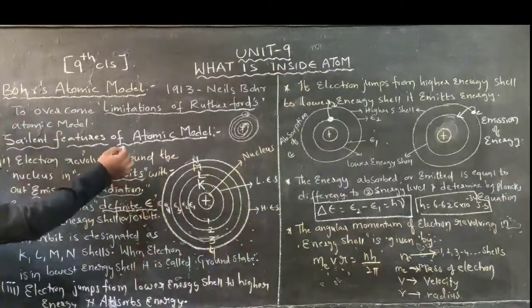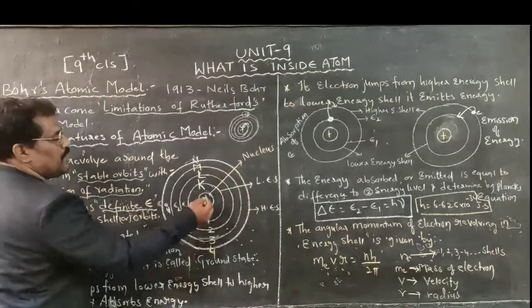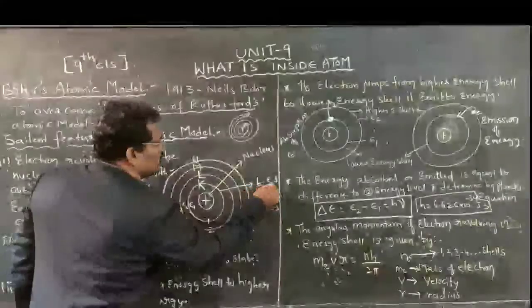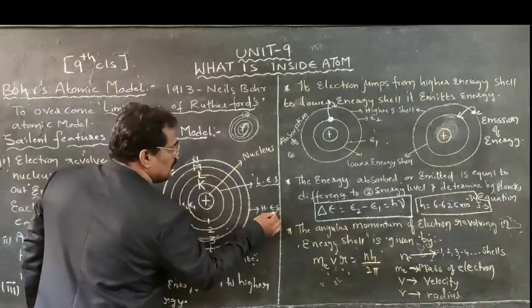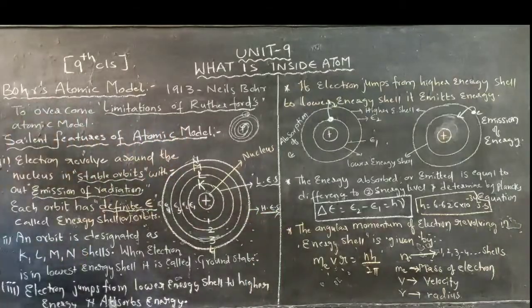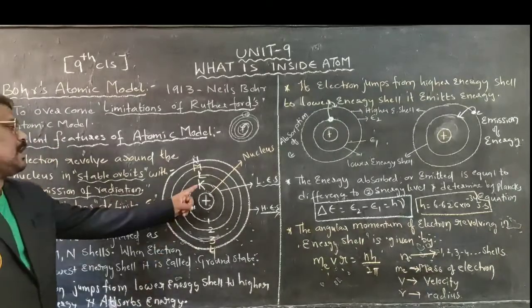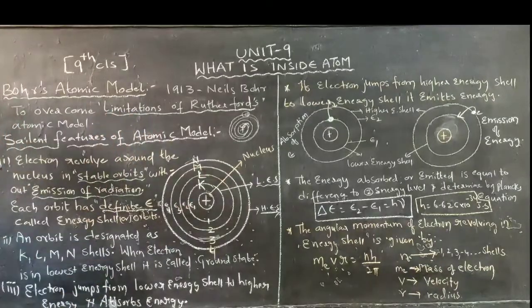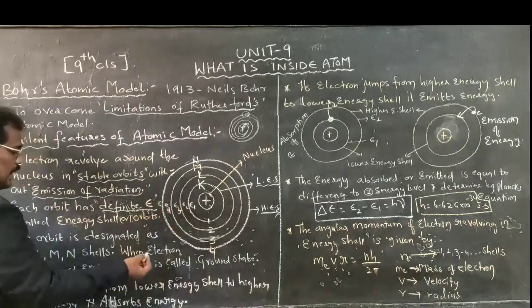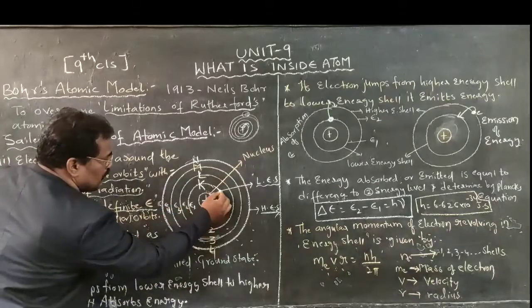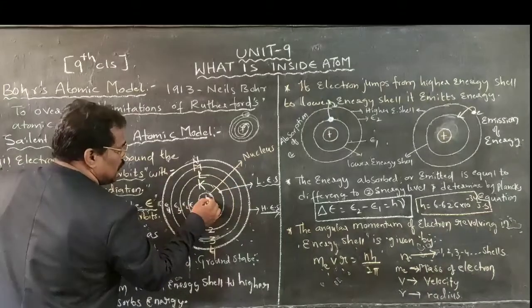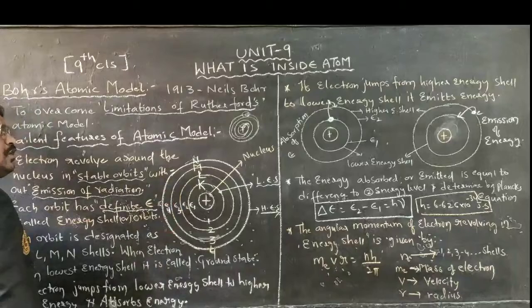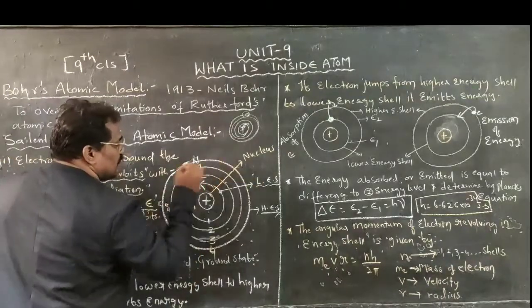All energy shells exist around the nucleus. The orbit which is near the nucleus is called the lowest energy shell. The orbit which is far away from the nucleus is called the highest energy shell. That is the point we have to keep in mind. They can be designated K, L, M, N, and so on. The orbit near the nucleus is the lowest energy shell, and the farther orbit is the higher energy shell.